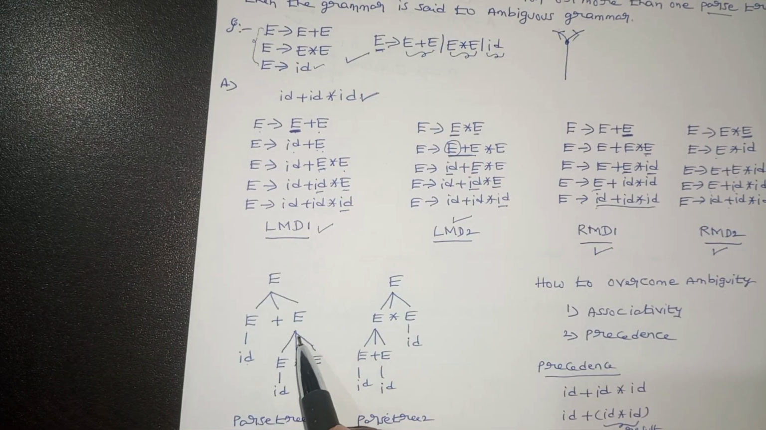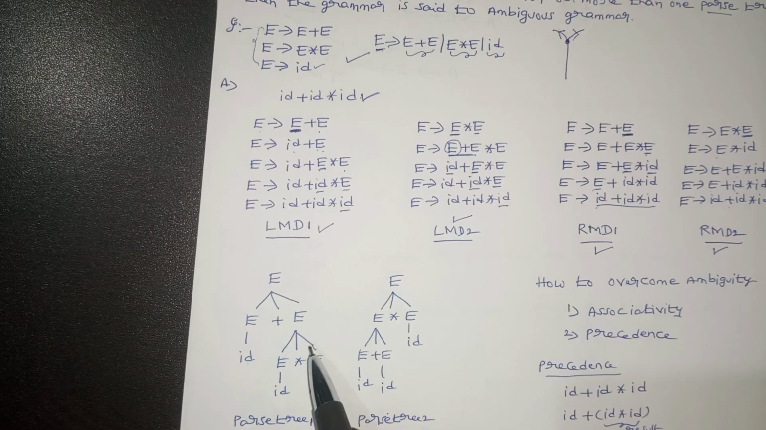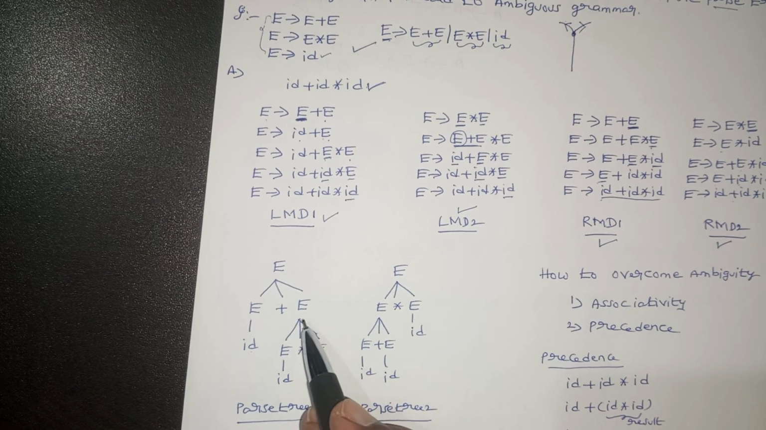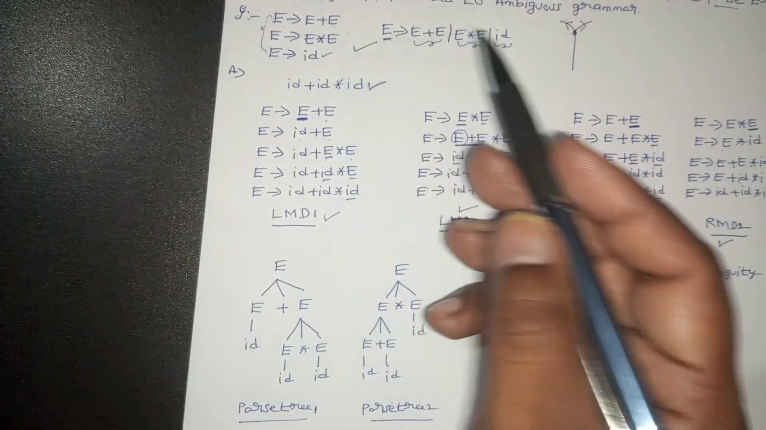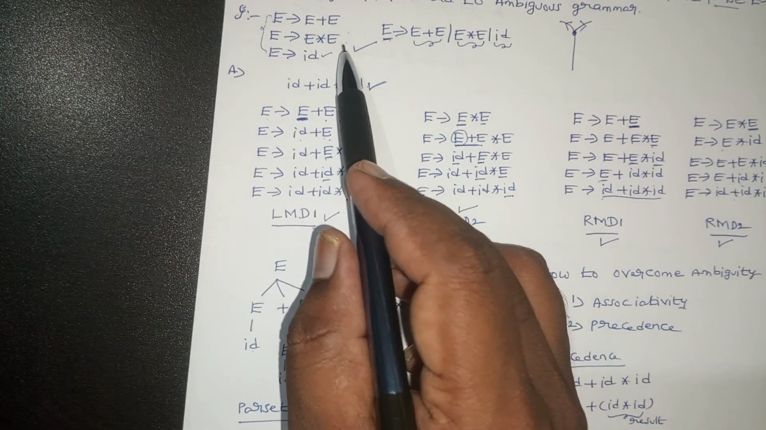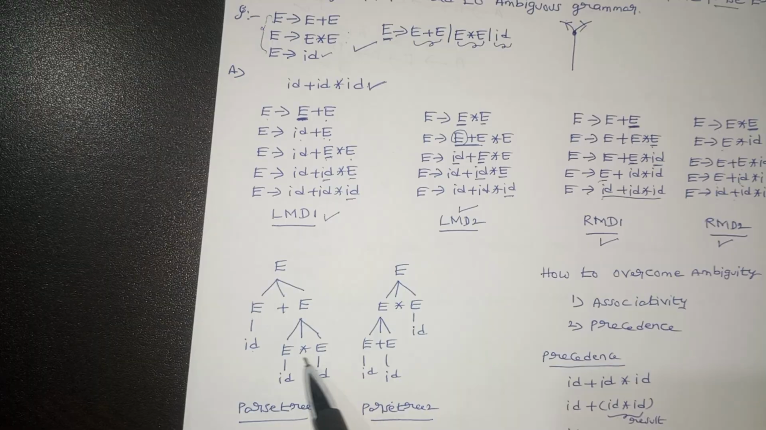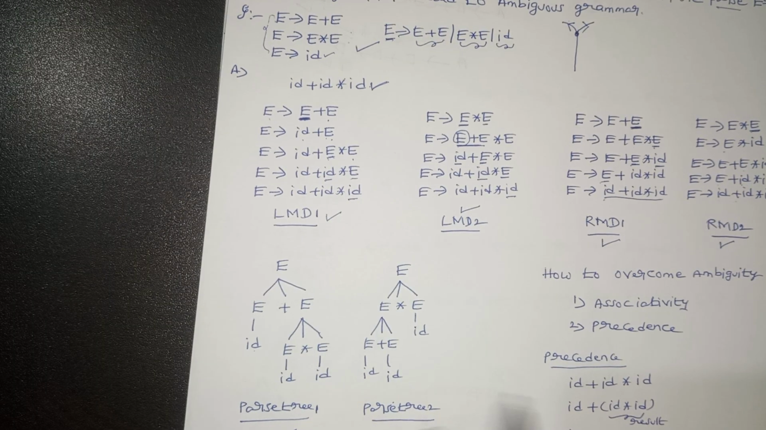So E plus E. That is what you have practiced. Again in the place of E, I am deriving ID. Now again in the place of E, what am I writing? You have to use this grammar only. So again E star E, E tends to ID, E tends to ID. So this is parse tree one.